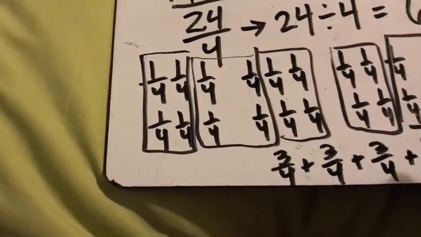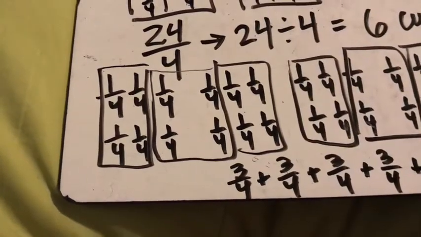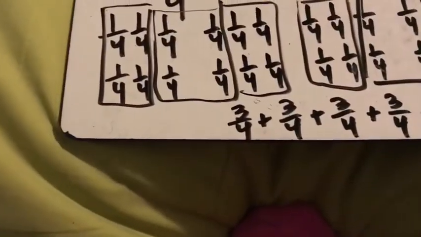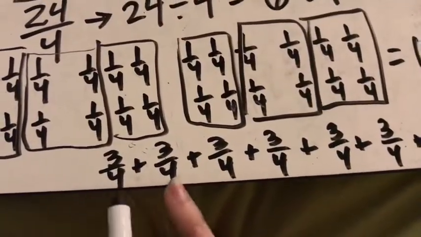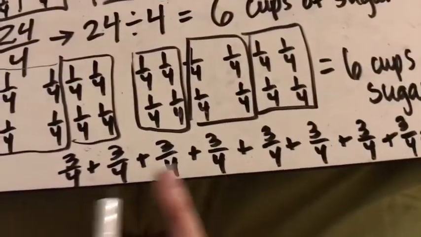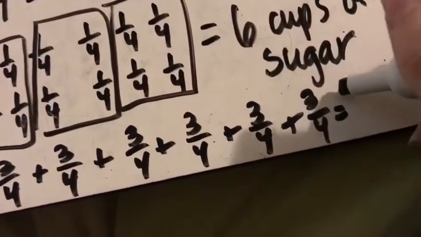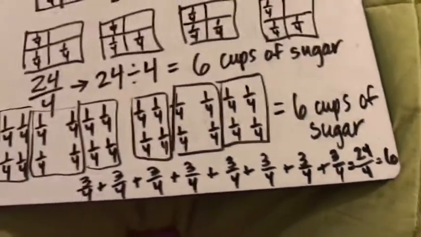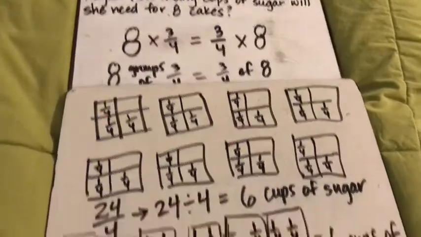Let's see if I have 8 yet. 1, 2, 3, 4, 5, 6, 7. I'm gonna do one more 3/4. And when I add up all these 3/4, it's gonna be 6/4. 6/4 plus 6/4 is 12/4. 12/4 plus 12/4 is going to be 24/4. And you know that's still gonna give me 6. So all these ways are ways that students might model this problem of 8 groups of 3/4.